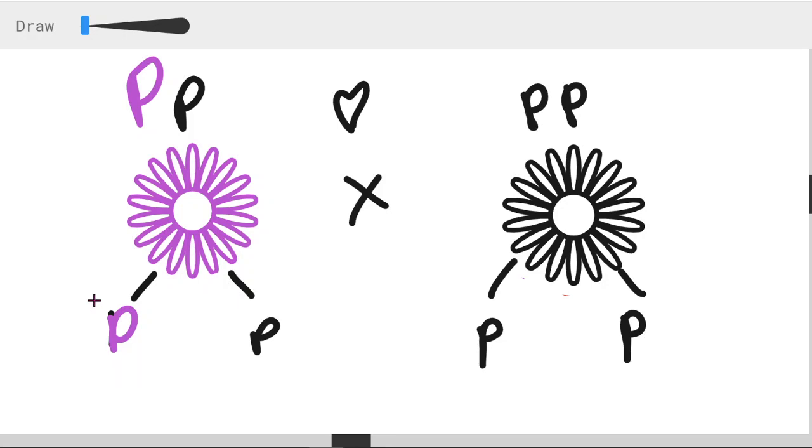Now, how do we actually cross them? How do we know what kind of kids, what kind of offspring we can get from this crossing? We're going to actually use math. If you remember from math, we have something called the distribution property, or else some people call it FOIL. And FOIL means that every single one of these terms, every single one of these variables is going to multiply with each other.